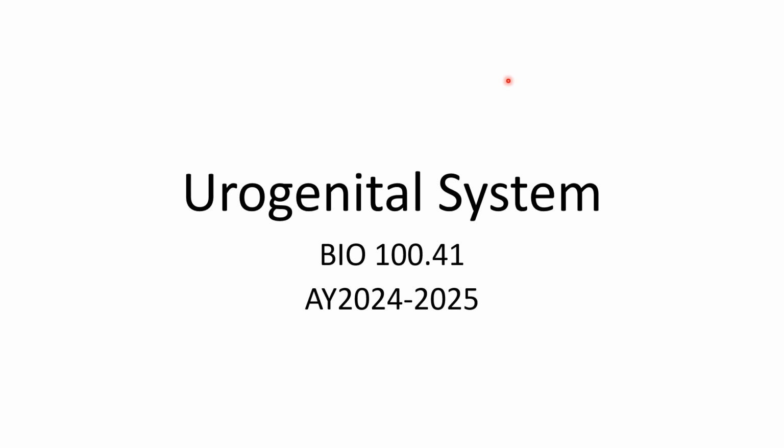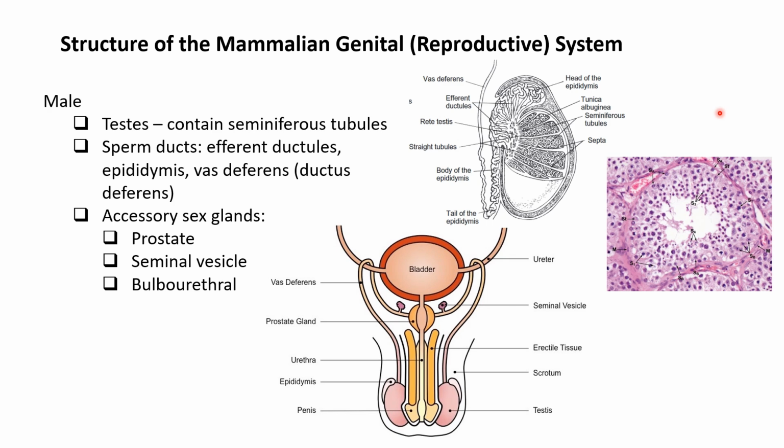This is the second part of the lecture on the urogenital system. Let's use again the mammalian model to study the basic structure of the genital system, also called the reproductive system. Well, in males, it consists of the testes, the sperm ducts, and some accessory sex glands that contribute to the seminal fluid, also called the semen.